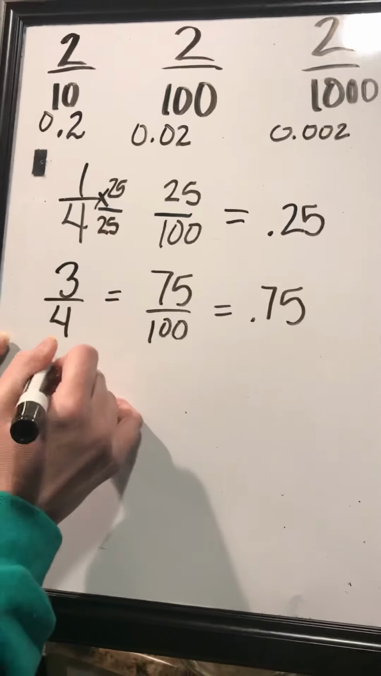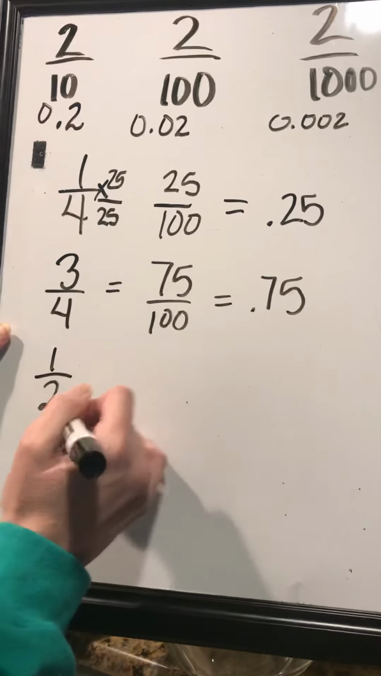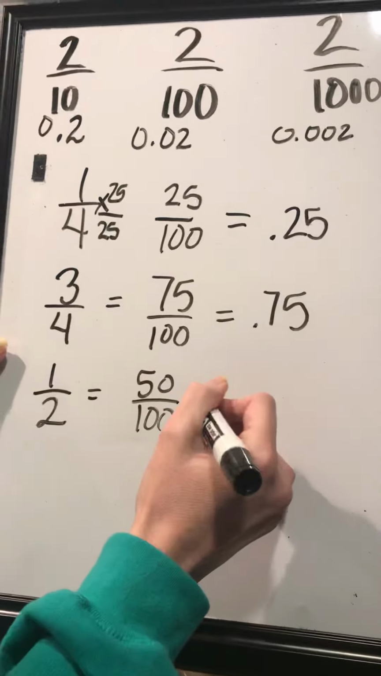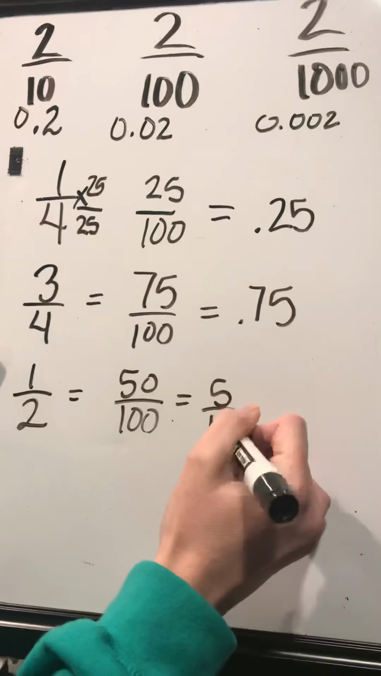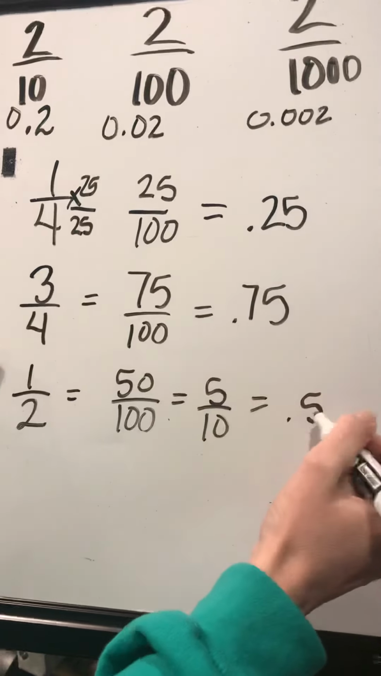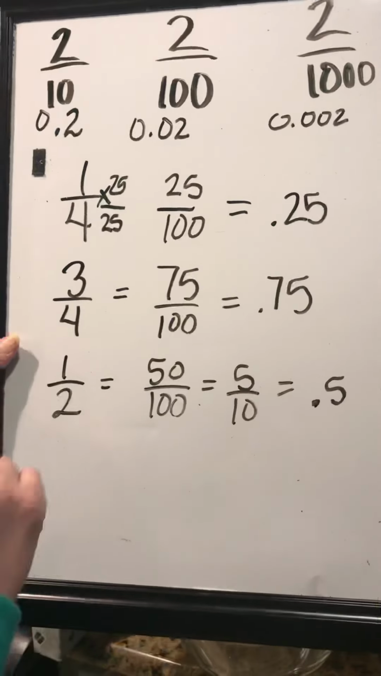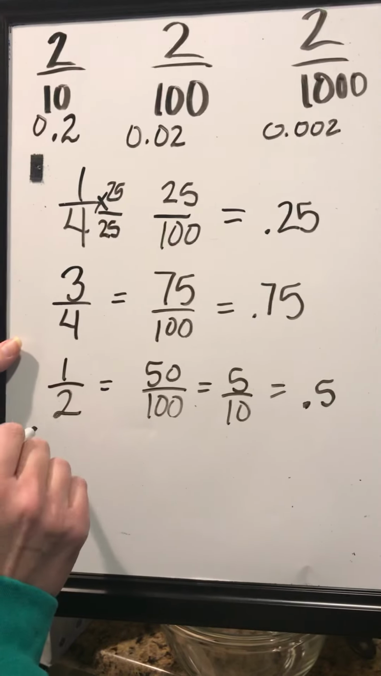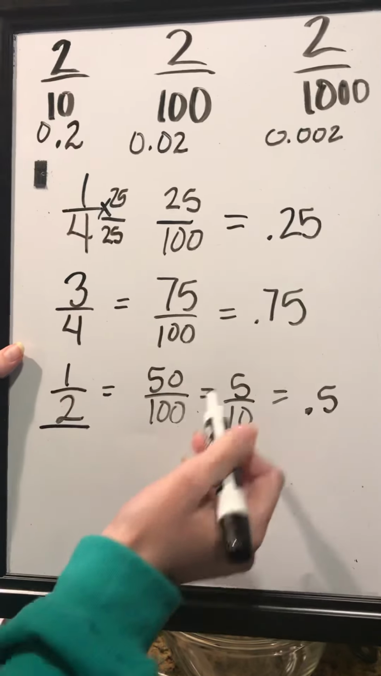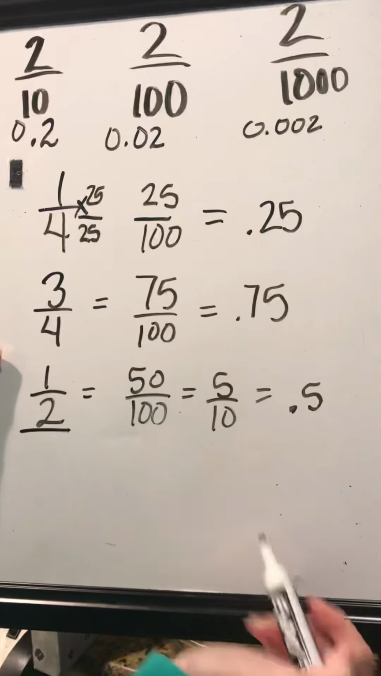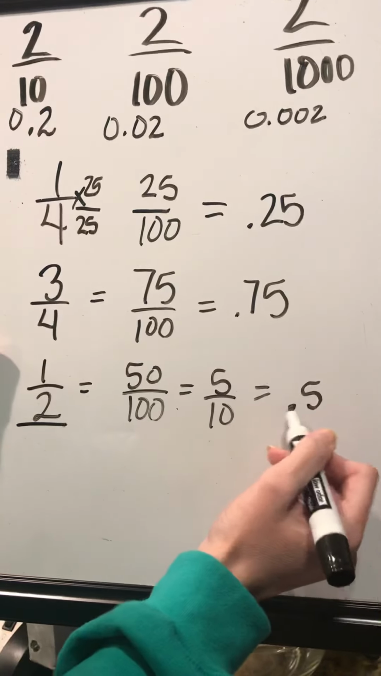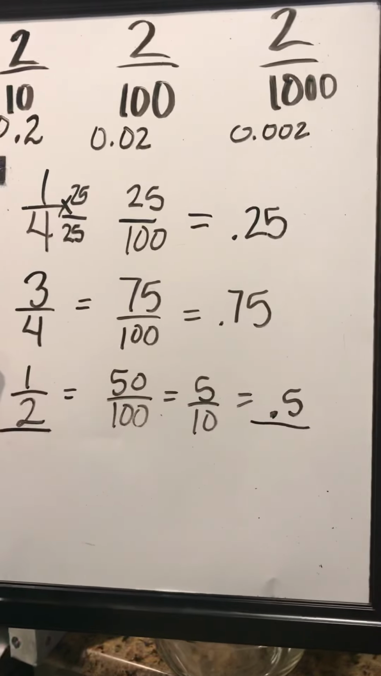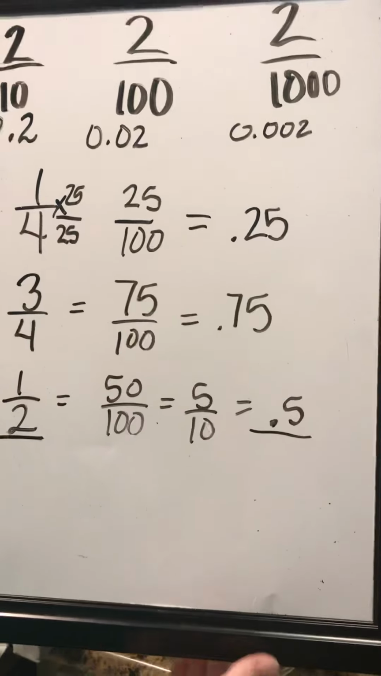If I had a half, I can think of it as 50 over 100, or that's also equal to 5/10, which is equal to 0.5. So 0.5 would be the same thing as a half. So all of these are just equivalent forms of 1/2, 50 hundredths, 5/10. There's a lot of equivalent forms of a half, but then the decimal form would be 0.5. And then I've got the 3/4 would be 75/100, 1/4 is 25/100.